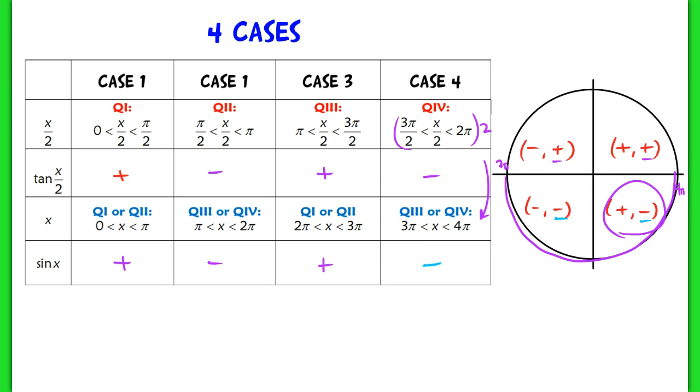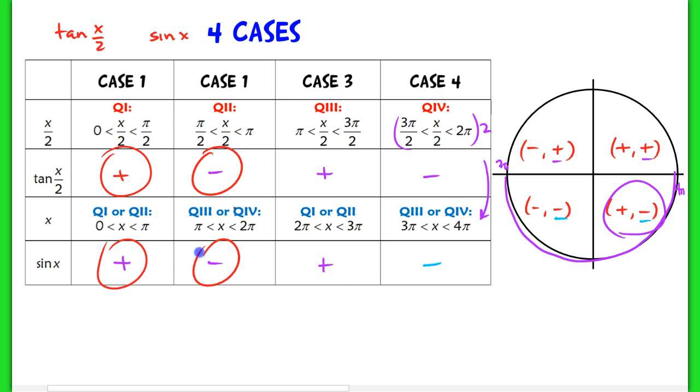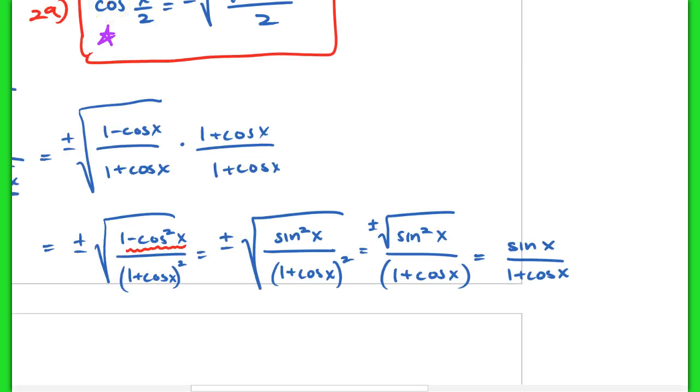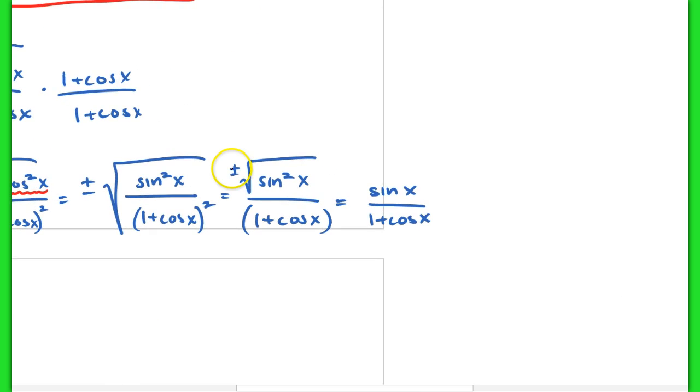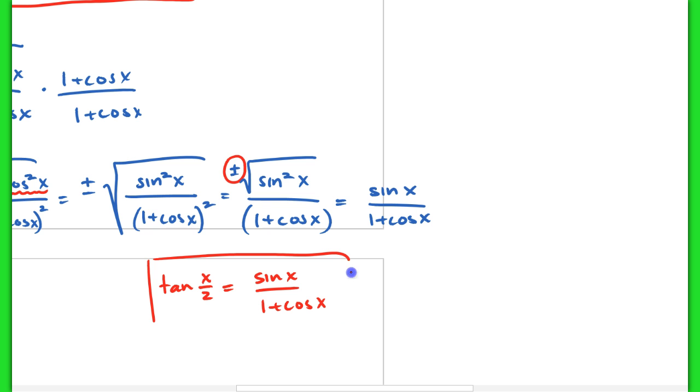So basically, what this is trying to show you is that the sign of tangent of x over 2 and the sign of sine x will always match, right? It doesn't matter what the value is, these signs will always match, which means then that when we bring it back here where we left off, the plus minus sign is going to drop here because the tangent of x over 2 always will have the same sign as the sine of x over 1 plus cosine of x. So this is actually our 30th, I think, identity right here. So the tangent of x over 2 is equal to sine of x over 1 plus cosine x.